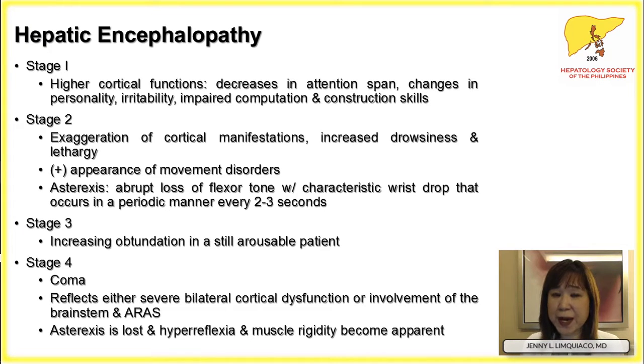There are several stages of hepatic encephalopathy, ranging from stage 1, which is exemplified by just a decrease in attention span, changes in personality, irritability or impaired computation or construction skills. If you have stage 2 hepatic encephalopathy, there will be appearance of movement disorders and asterixis. For stage 3, increased obtundation, and the patient is still arousable. But if your patient is already at stage 4, they are comatose, and they reflect severe bilateral cortical dysfunction or involvement of the brainstem. And there is hyperreflexia, and muscle rigidity becomes more apparent.